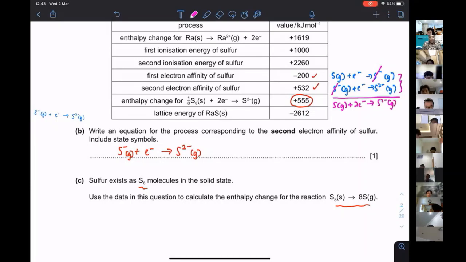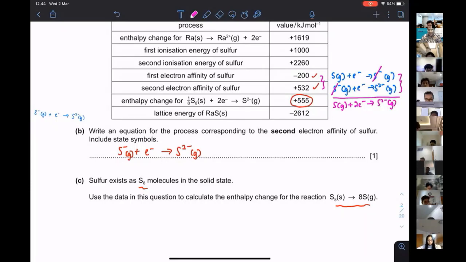If I do this, of course I need to add these two. So I will get 332. If you calculate 532 plus negative 200, you will get 332. I'll just put it over there.